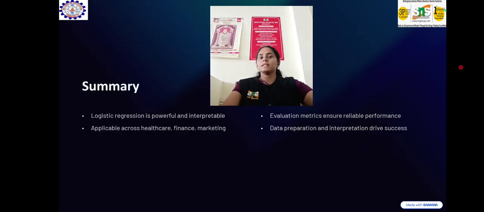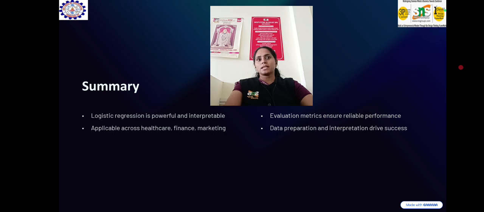And the summary is that logistic regression is a powerful yet interpretable algorithm that is widely used for binary classification tasks. Its applications span across healthcare, finance, marketing, and many other fields. What sets it apart is its ability to provide not only predictions but also the probability and reasoning behind those predictions. Evaluation metrics like accuracy, precision, recall, F1 score, ROC and AUC ensure the model's predictions are trustworthy and actionable.